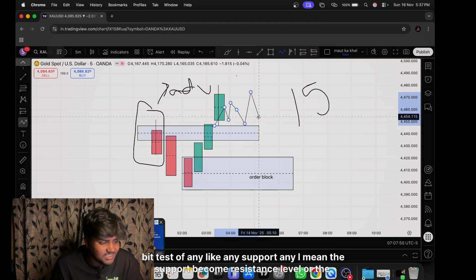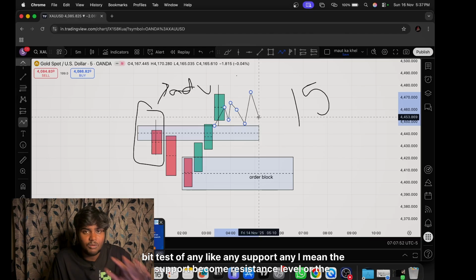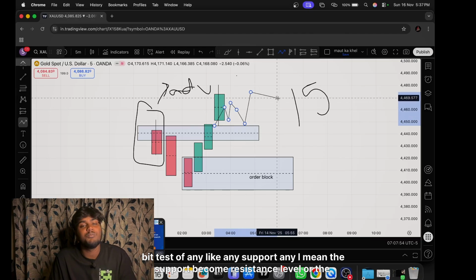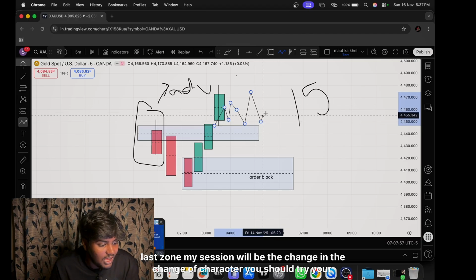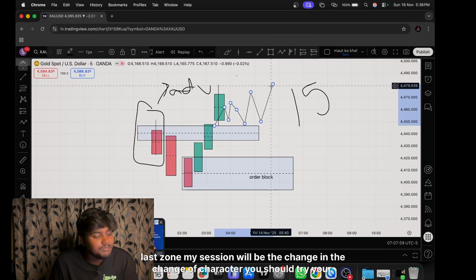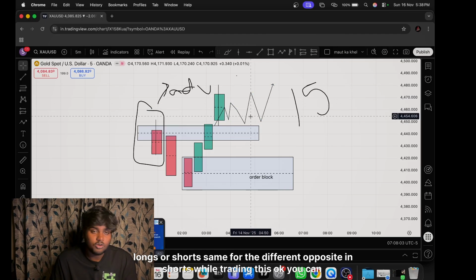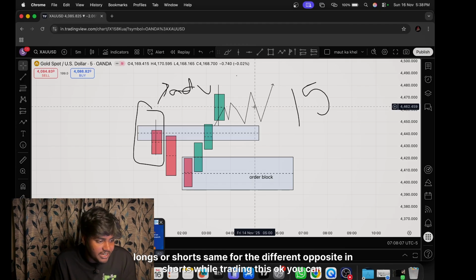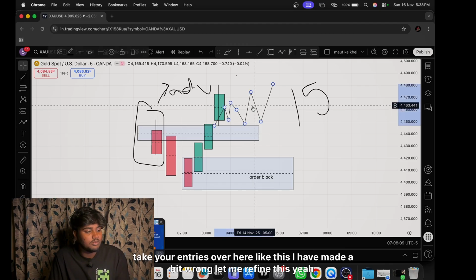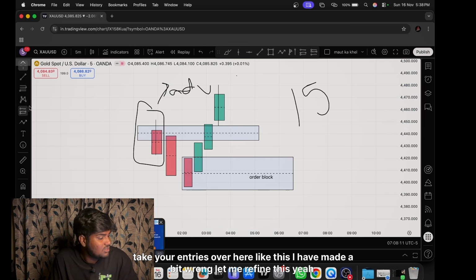Then again, after the retest of any support, I mean, when support becomes a resistance level or the last zone, my suggestion will be, after the change of character, you should try your longs or shorts, and the same for the opposite in shorts while trading this. Okay, you can take your entries over here.